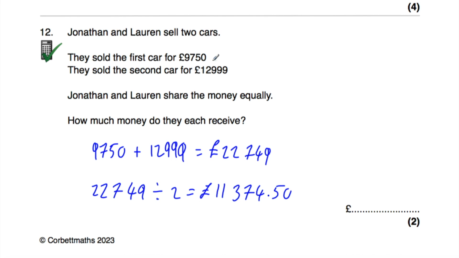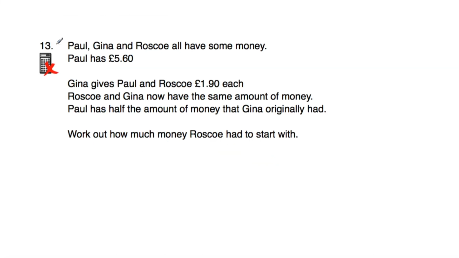Or what we've done is added up to see how much they had in total and then divided by 2. That's £11,374.50p, and that's it. That's how much they each receive. Okay, let's have a look at our next question, question number 13.